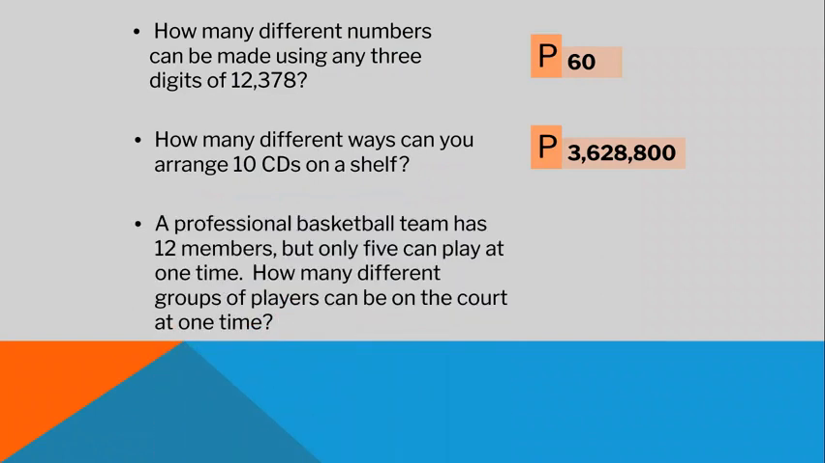A professional basketball team has 12 members, but only 5 can play at one time. How many different groups of players can be on the court? Notice it just said groups. Did order matter? No. So 12C5.